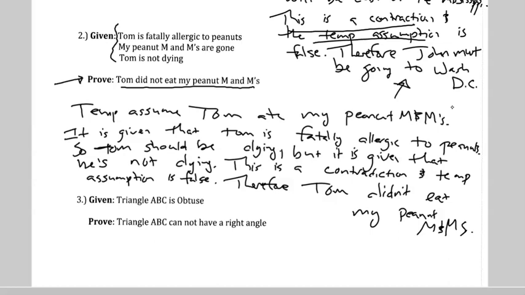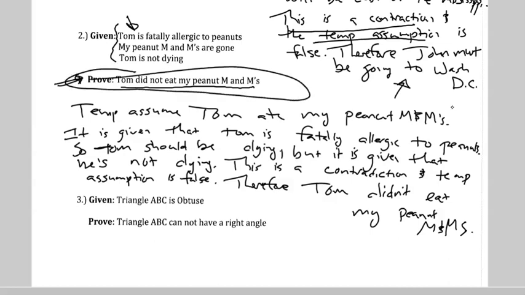Okay, there you go. Temporarily assume the opposite of what you're trying to prove. Don't go over and say temporarily assume Tom is not fatally allergic to peanuts. You're doing the opposite of what you're trying to prove. You run with it till you find a contradiction. You state it's a contradiction. Say the assumption is false, and therefore what you're trying to prove is true. All right, last one.